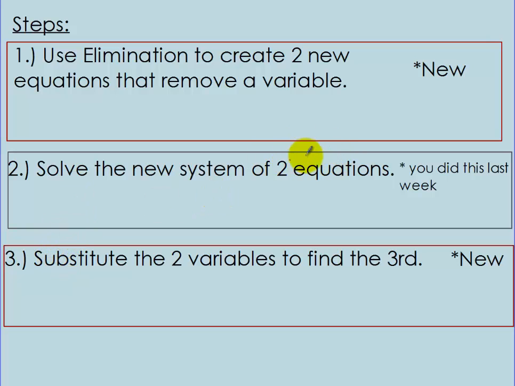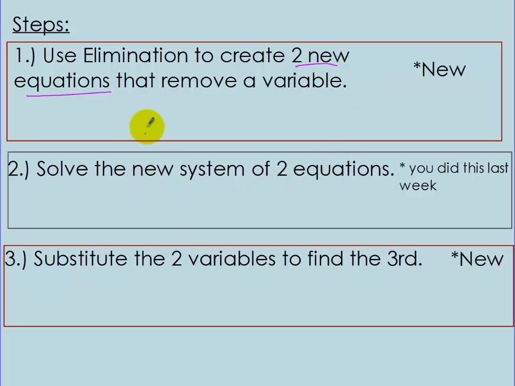And basically with last week, you did step 2. This is solving systems of 2 equations. This is what we did last week, but now we add a step before that, and then we have to add a step at the end. So the first thing is you have to use the elimination method to create 2 new equations that remove a variable. So we're going to create 2 new equations and remove a variable. So maybe get rid of the x, the y, or the z. It doesn't matter. We just have to get rid of one of those.